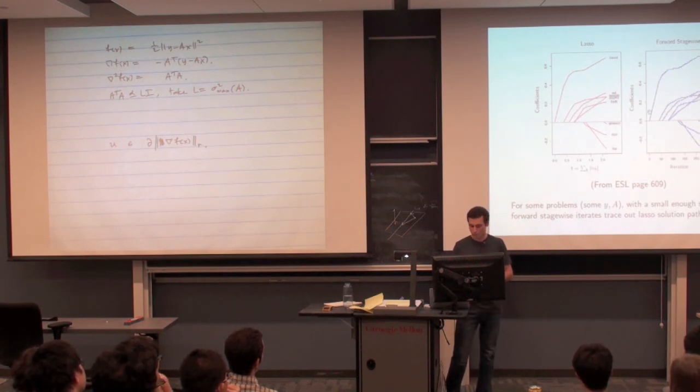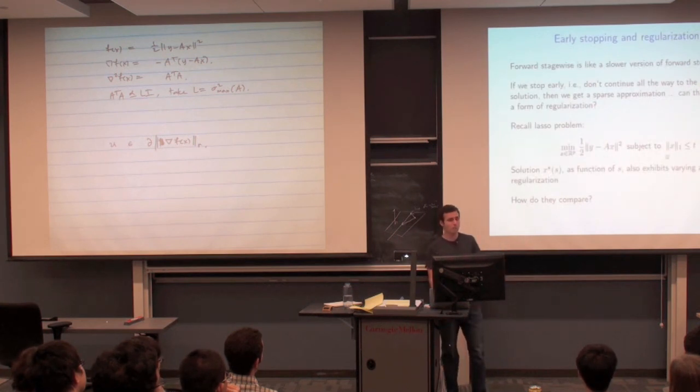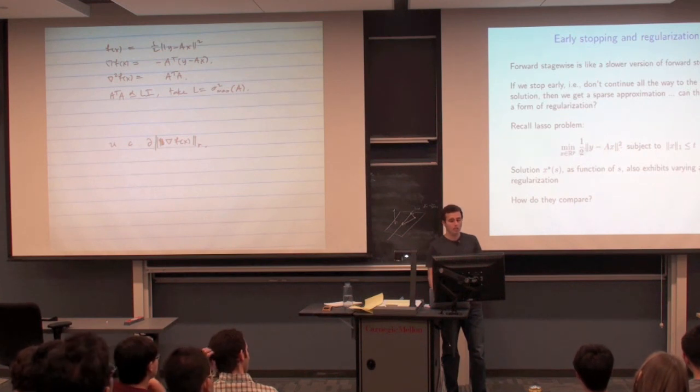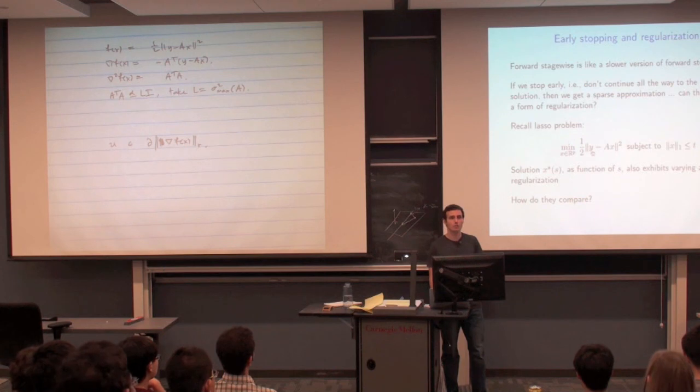So that's pretty cool, because this looks like a hard problem, right? If somebody asked you to solve that and all you had was gradient descent, you'd say, I don't know, because it's not differentiable. I don't know what to do. But we do know how to do gradient descent on the regression loss by itself. And as long as we stop it at various points, we get the lasso solution paths.